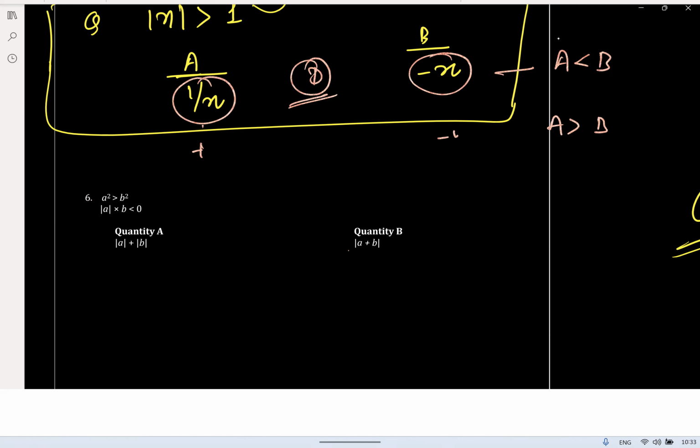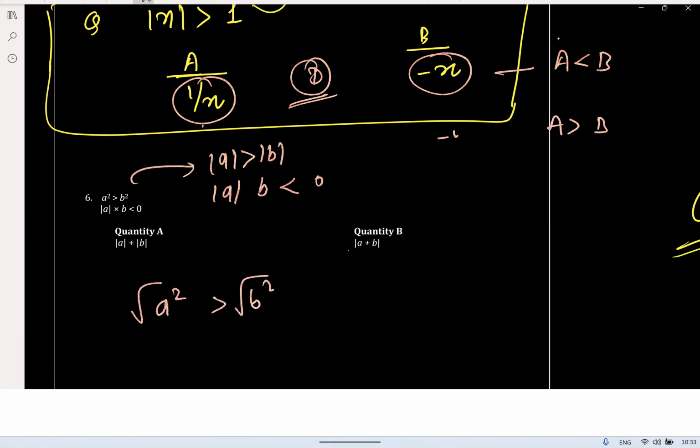So what is given? You have to think about this also. It is given that mod A is greater than mod B, that is A square is greater than B square, and then it says mod A into B is less than 0. A square greater than B square is not in a mod, so A can be positive or negative, and the same way B can be positive or negative. So leave the mods out of it.